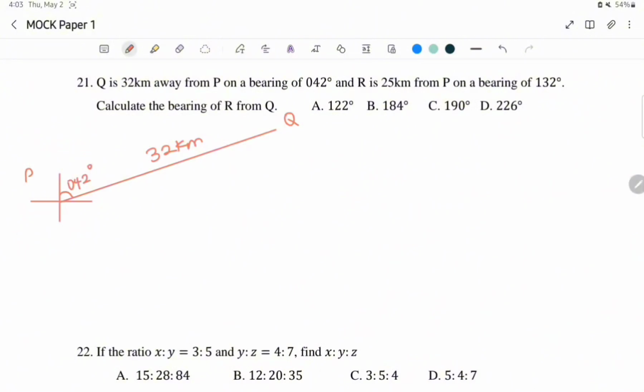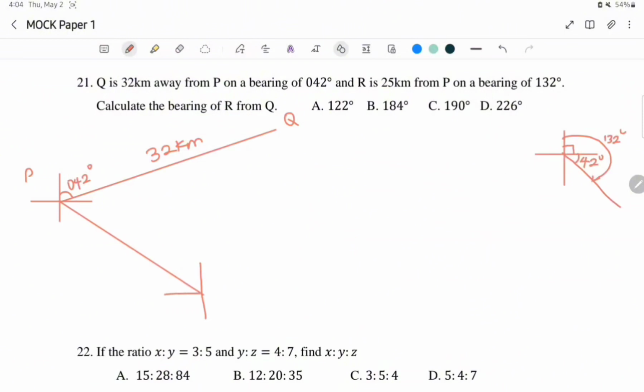So, well, normally you would have 132 somewhere around here because this is 90 degrees. And you have to add 42 degrees to 90 degrees to become 132 degrees. So this is 132 degrees. That means that at this same point P, I'm going to draw a line going to R. The line is going to be shorter because 25 kilometers is shorter than 32 kilometers. So I'm going to draw it a bit shorter.